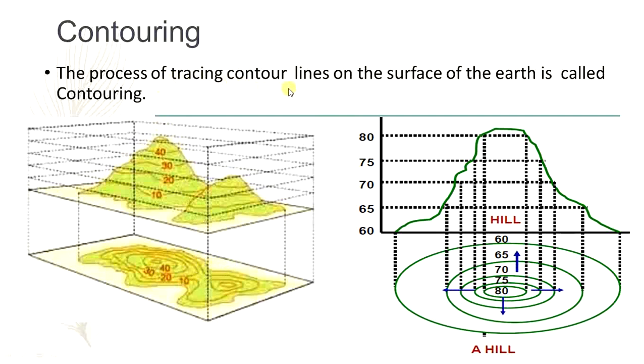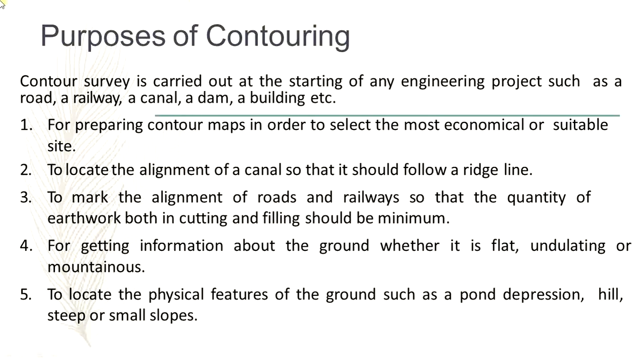The process of tracing contour lines on the surface of the earth is known as contouring. That is, if there is a mountain or hill, we do the contouring of the hill with the help of imaginary lines. Here we see the values 60, 65, 70, 75, and 80. We draw the 60 in reverse, then 65, 70, 75, and 80, joining along the y-axis and x-axis. This is contouring. What is the purpose of contouring?